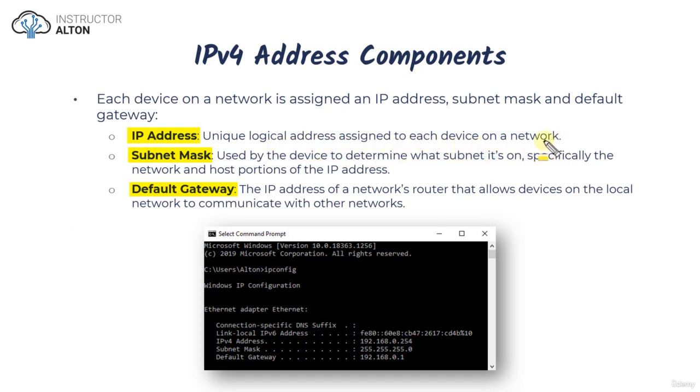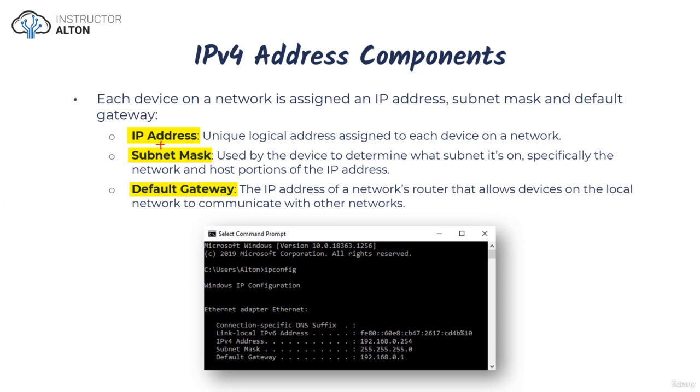But you cannot have an IP address without a subnet mask, because we use the subnet mask to determine what subnet, and a subnet is just another way of saying a network, the actual computer or device is on. So we always have to have an IP address plus a subnet mask when we're talking about IPv4 addresses. Now, the optional part is the default gateway.